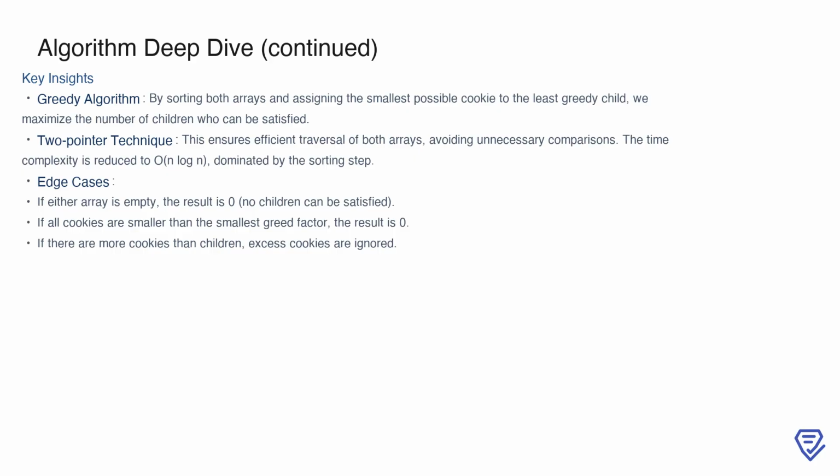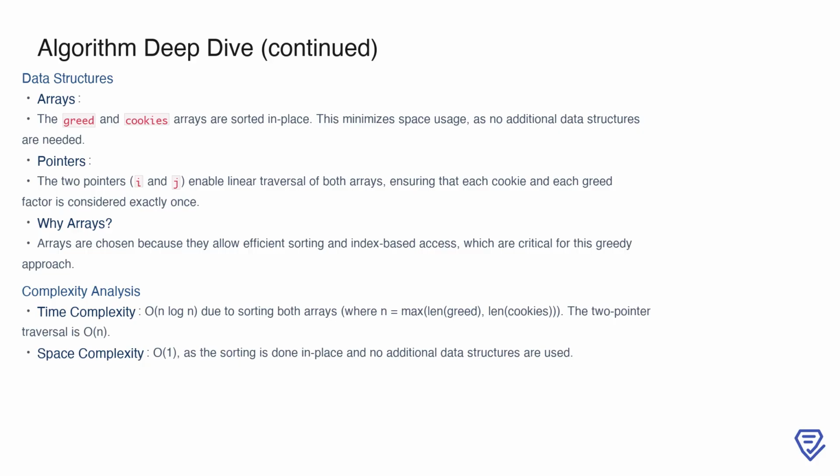For example, if either array is empty, no children can be satisfied, so the result is 0. If the smallest cookie is still smaller than the least greedy child's factor, no children will be satisfied. On the other hand, if there are more cookies than children, the excess cookies are simply ignored, as we only care about matching cookies to children. These insights highlight why the algorithm is both efficient and robust.